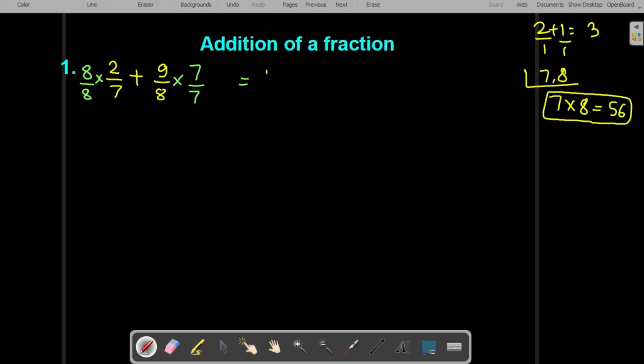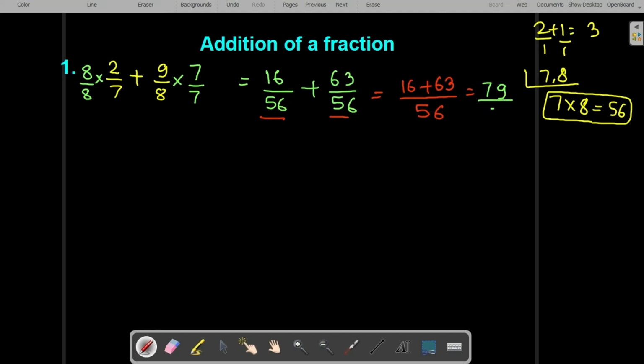Now what is our next step? 8 into 2, which is 16/56, plus 9 into 7, which is 63 upon 56. Now if you see, both have the same denominator. That means now we are good to add these two. We can add 16 plus 63. 3 plus 6, 9. 6 plus 1, 7. 79 upon 56. We'll see if there is anything common. We can cancel. If there is nothing common, we can leave it as it is. So this way we can solve any question. Okay, addition.